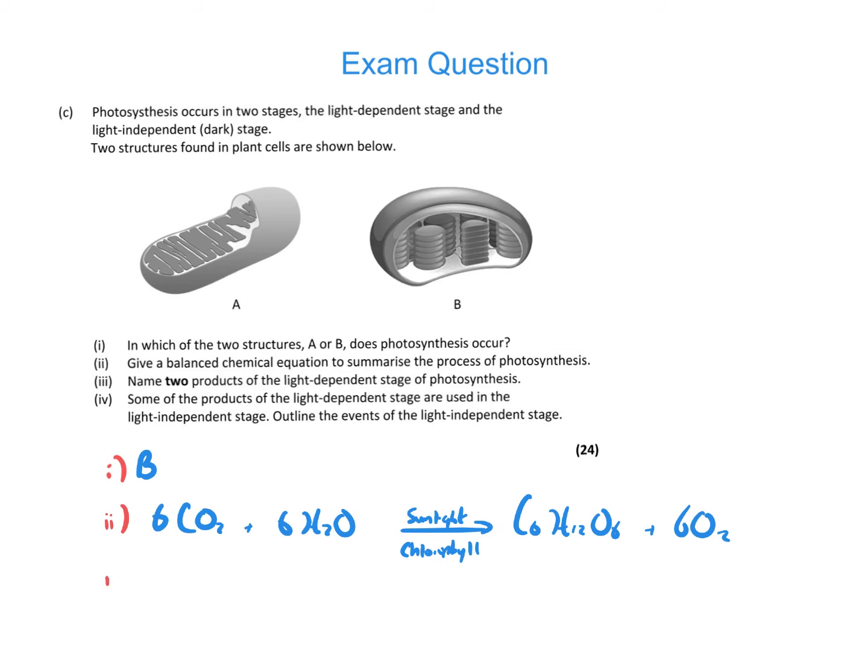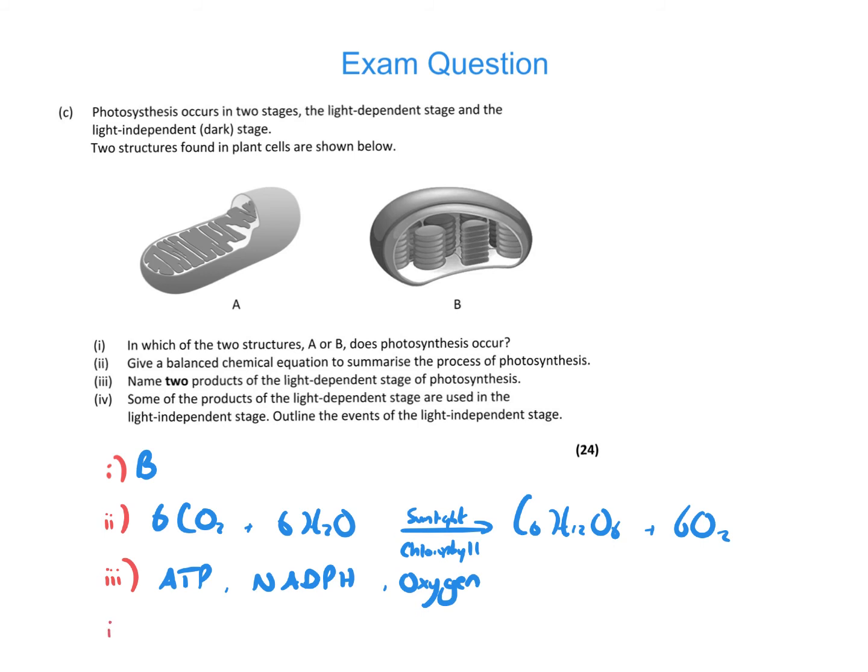Now, name 2 products of the light-dependent stage. So there is 3. I'm actually going to write down all 3, but on the day of the exam, we'll just write 2. So we can say here that we have ATP, we have NADPH, and we do have oxygen there as well. Okay, so all of those are going to be produced.